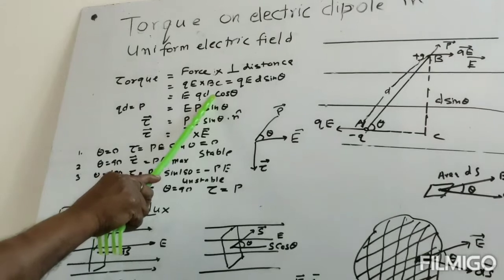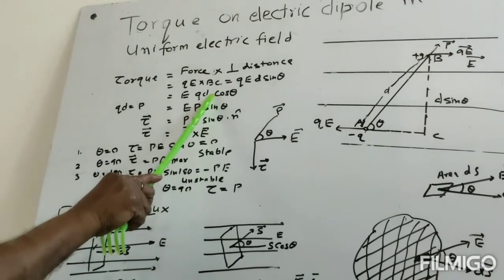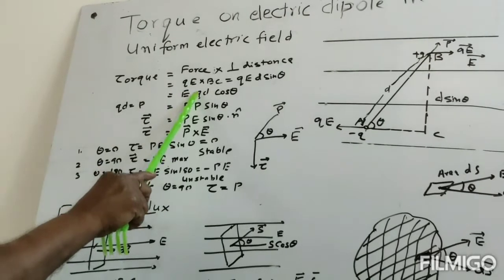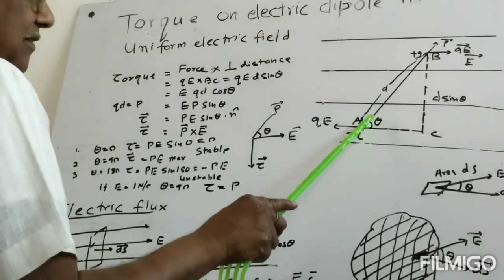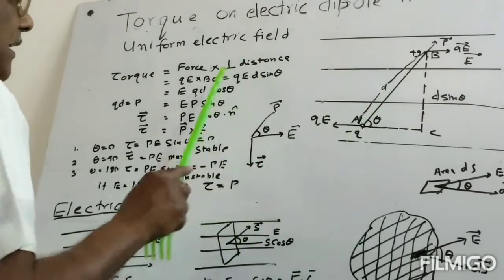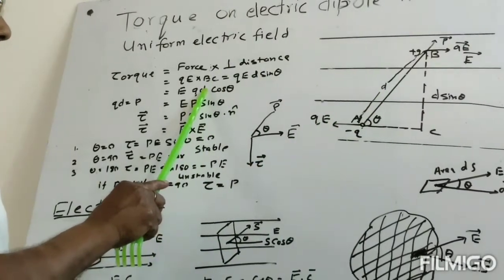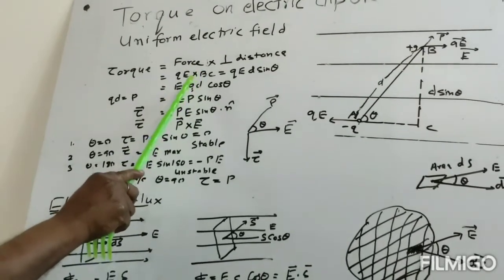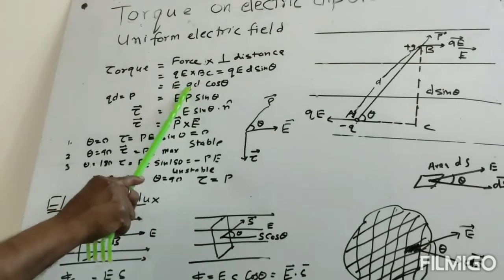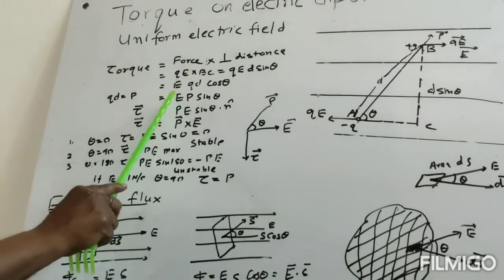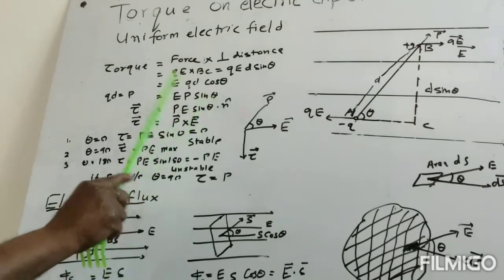is the magnitude of dipole moment, which is the product of charge multiplied by distance between these two charges. So we can write this Q into D as P. So torque will be equal to E into P sin theta.